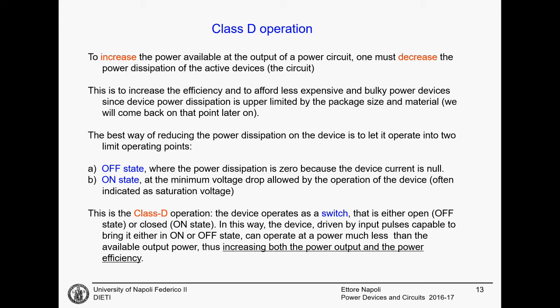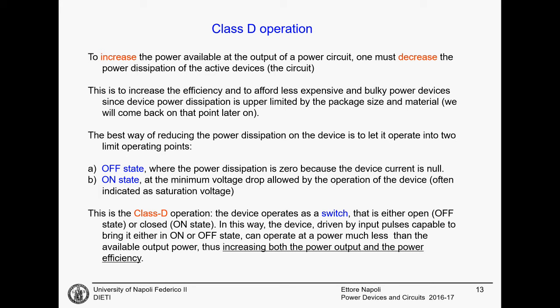And which are these regions? One region is the off state. When the device is in the off state, there is no current flowing through the device, and the power dissipation is zero, because the power dissipation is the multiplication of the voltage by the current. Another region in which the power dissipation is relatively small is the full on state, when the device is in saturation or completely on.